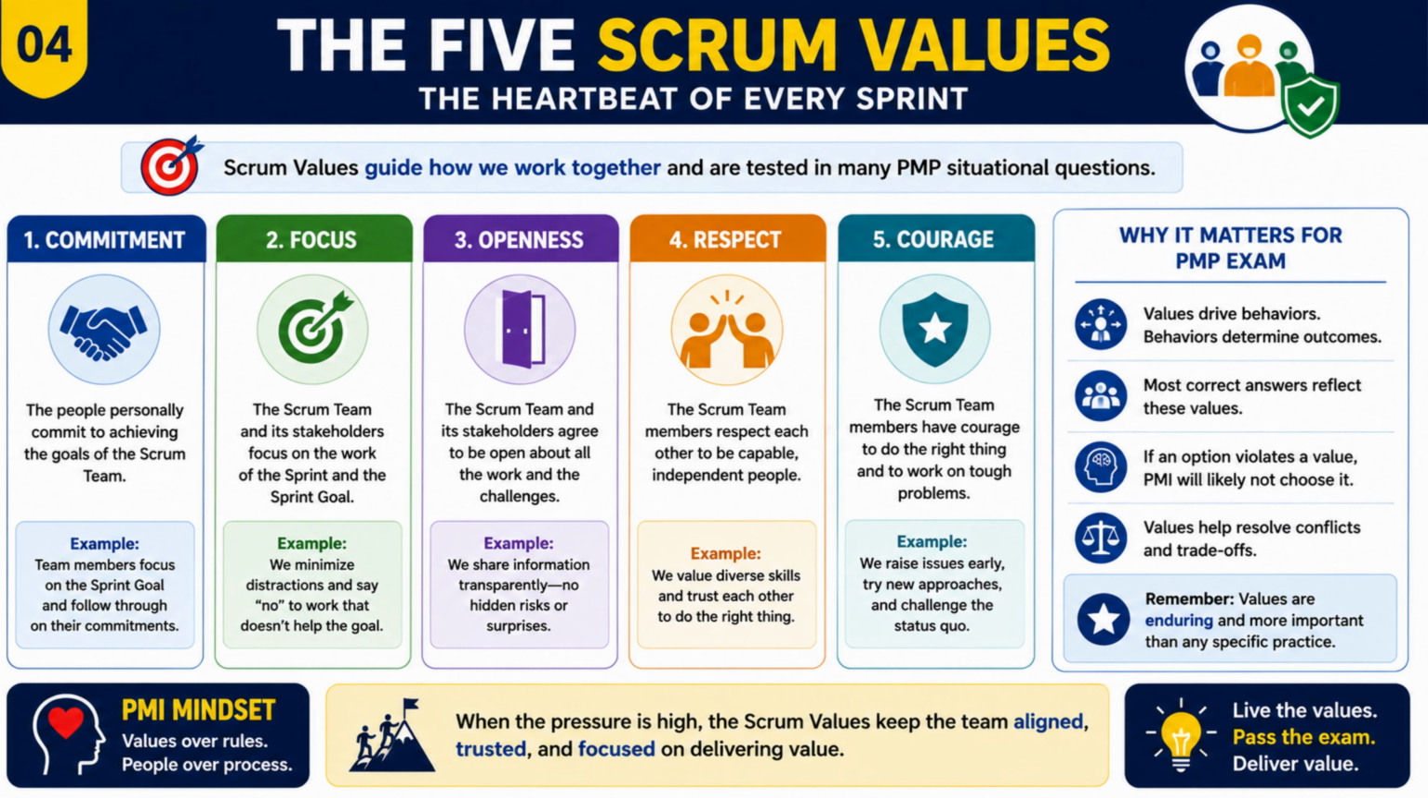Third is openness. Transparency begins with openness. Team members openly share progress, challenges, risks, and feedback. Problems aren't hidden, they're surfaced early so the team can inspect, adapt, and improve. Fourth is respect. Scrum recognizes that every team member brings valuable skills and perspectives. People trust one another, value different opinions, and collaborate as professionals working toward a common goal.